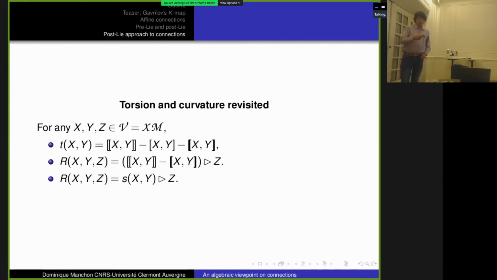Okay, so now there's a funny thing about torsion and curvature. You can re-express them in terms of these brackets. For example, the torsion is this sum of the three brackets, and the curvature is the difference of Grossman-Larson and Jacobi, triangle the third variable. So we re-expressed it like this, and this S of xy, we call them curvature elements.